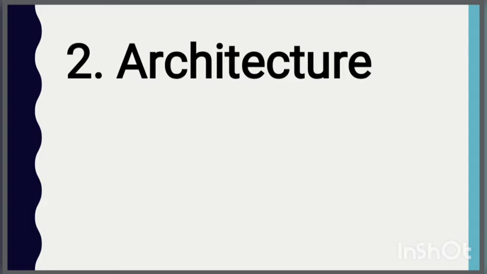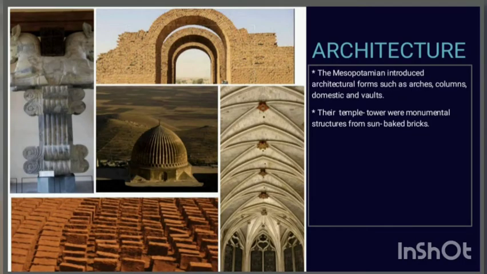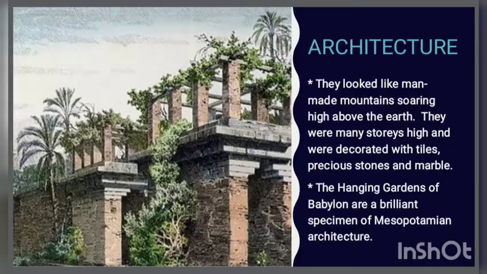Let's move to the next point, that is architecture. The Mesopotamians introduced architectural forms such as arches, columns, domes, and walls in the construction of buildings. Their temple towers were monumental structures made from sun-baked bricks. They looked like man-made mountains soaring high above the earth. They were many stories high and were decorated with tiles, precious stones, and marble.